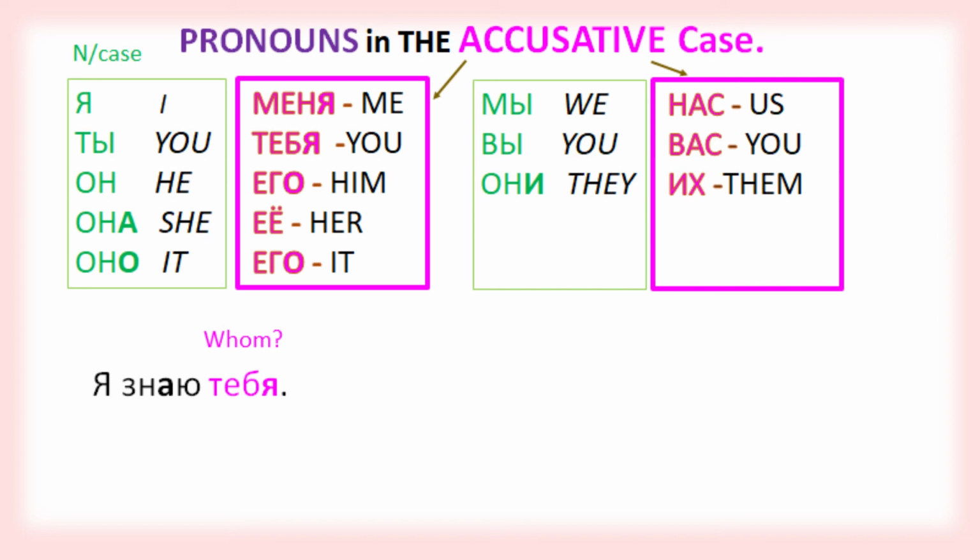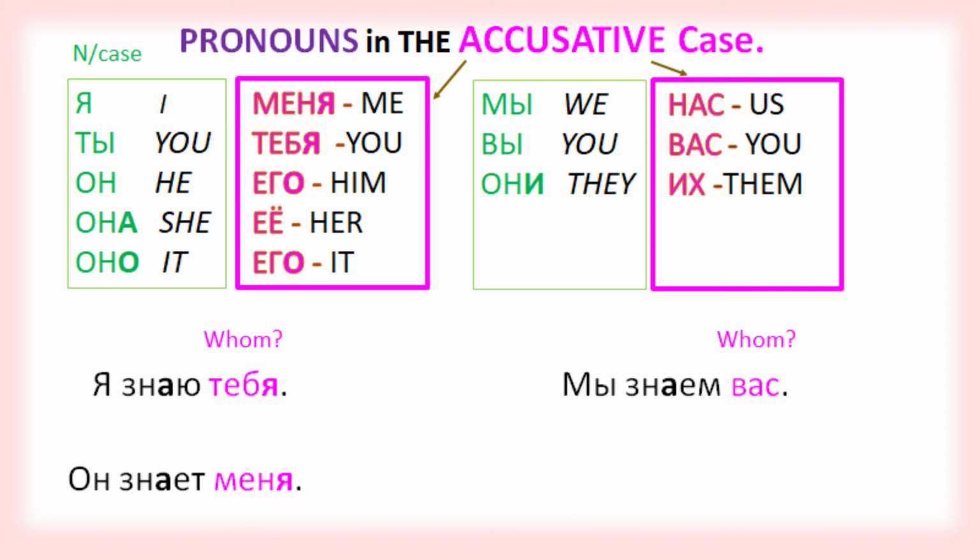Я знаю тебя. I know you. Whom do I know? Тебя. Он знает меня. He knows me. Whom does he know? Меня. Мы знаем вас. We know you. Whom do we know? Вас. Она знает нас. She knows us. Whom does she know? Нас.